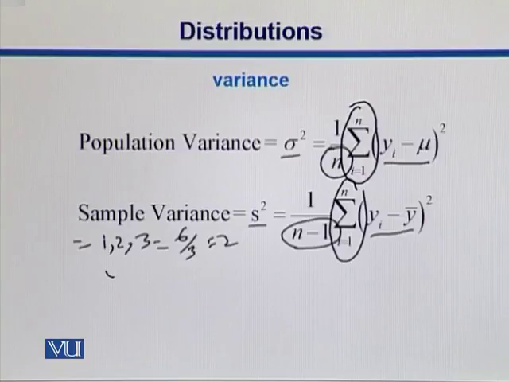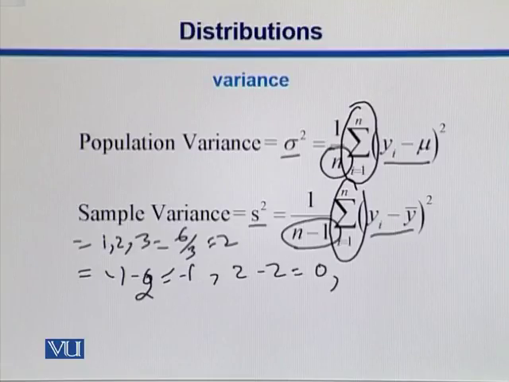We can get these deviations. For the first one, it will be 1 minus 2, which is equal to minus 1. For the second one, it's 2 minus 2, which is equal to 0, and for the third one, it's 3 minus 2, which is equal to plus 1. If we just simply sum them up, minus 1, 0 and 1, that goes to 0. So that's why the sum of deviations is equal to 0.